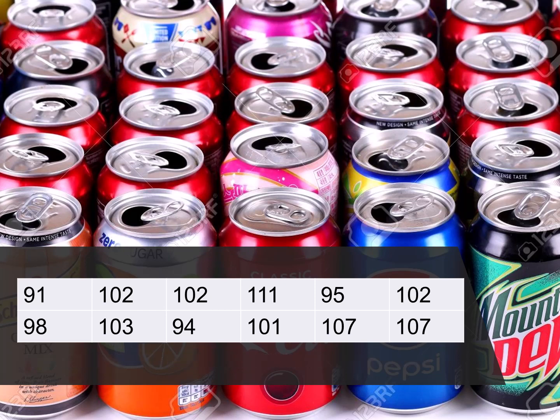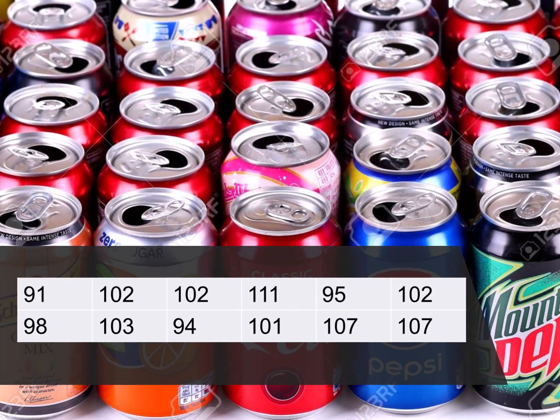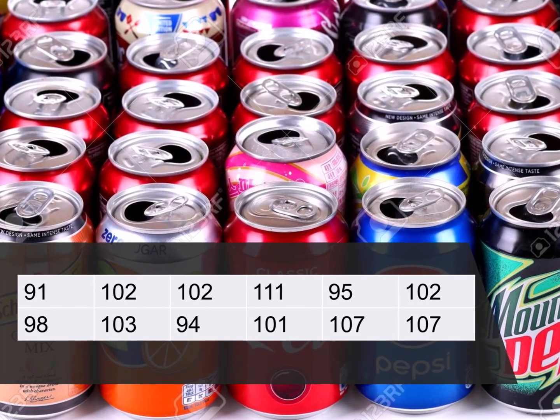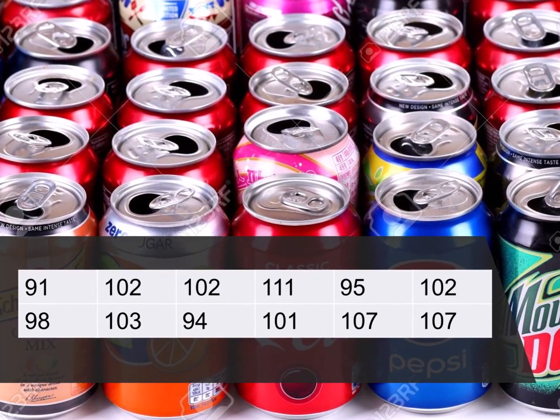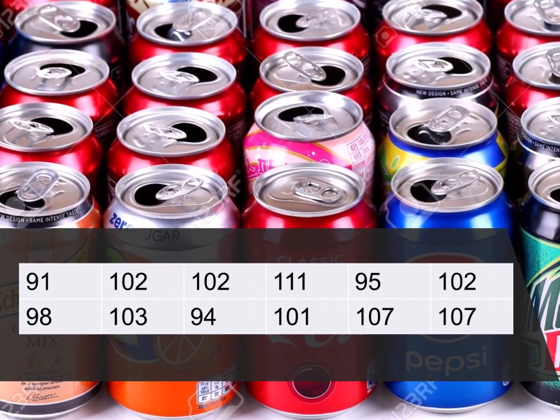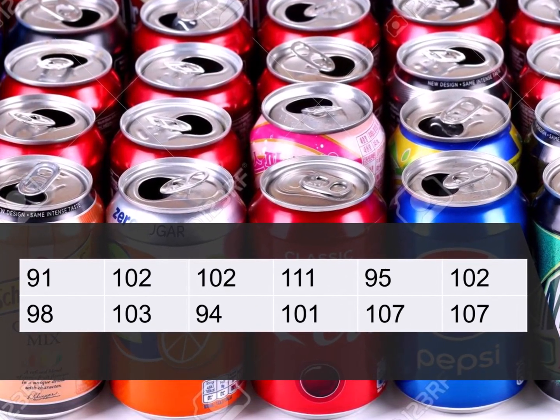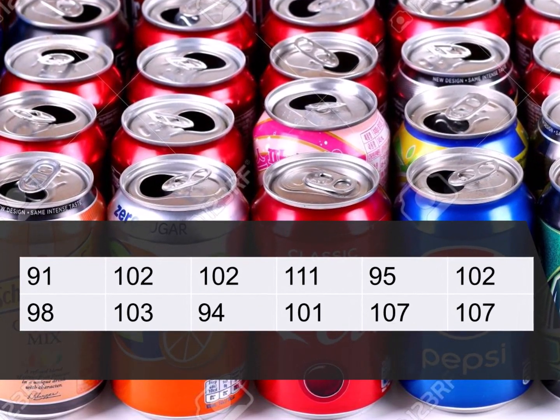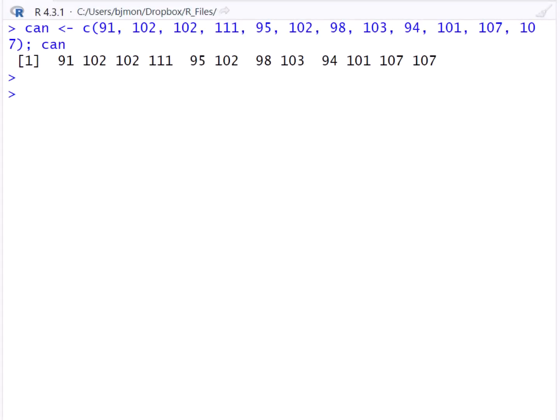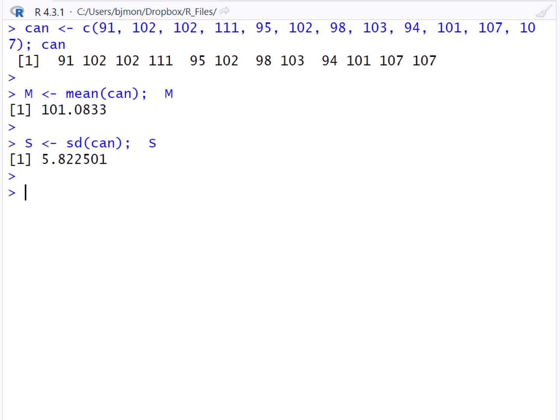It is reasonable to assume that the pressures at which the cans fell are normally distributed. Let's estimate the mean and standard deviation of the population of cans of the shipment with the sample mean and sample standard deviation of the 12 that were tested. In R, we can define the variable can to represent the failure pressures of the 12 cans tested. I'll define m to be the mean of these pressures and s to be the standard deviation.